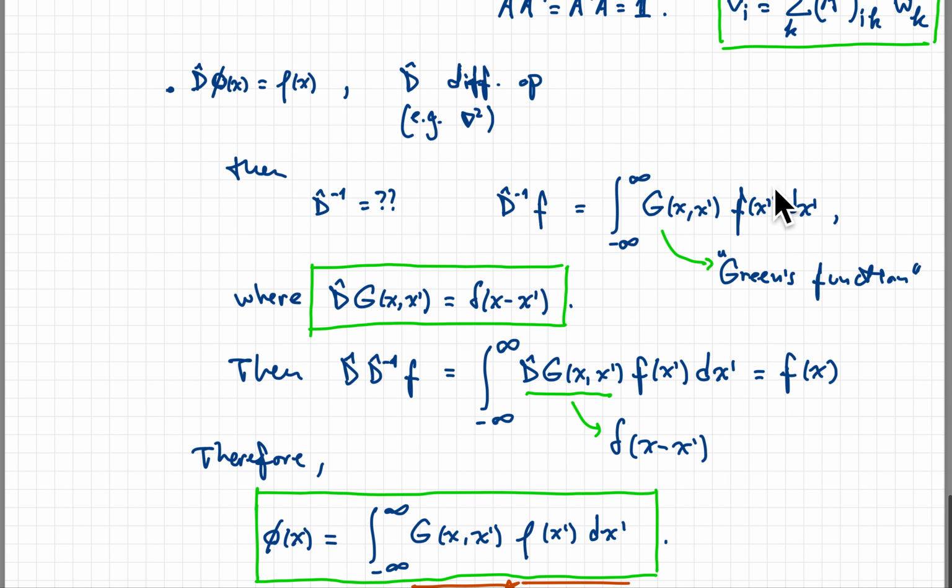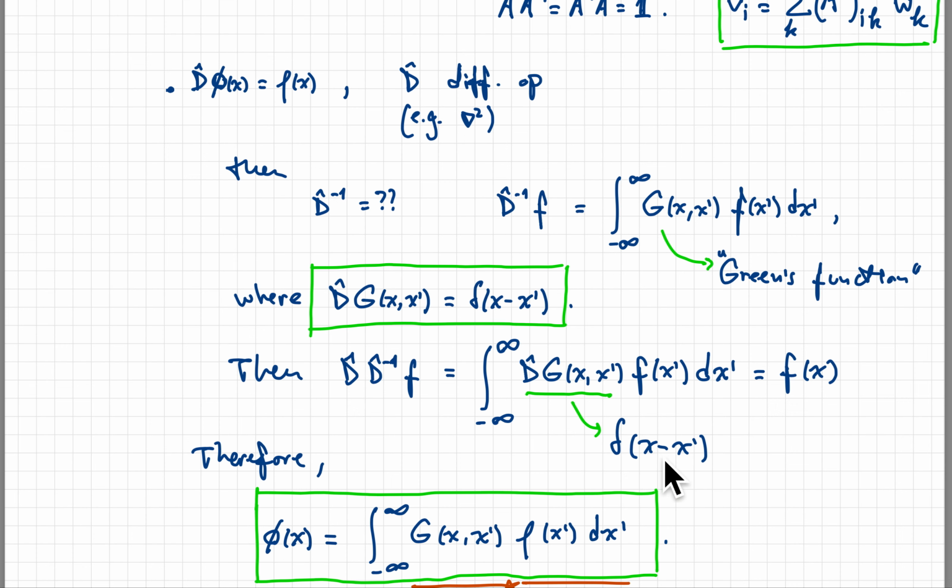Remember that if you have this integral, which is the inverse applied to f, so this whole integral is that, it's the inverse applied to f, but it depends on x. It doesn't depend on x prime. X prime has been integrated, but it depends on x. And so this operator D acts on x. And when it acts on x, on this g of x minus x prime, or g of x x prime, we obtain delta of x minus x prime.